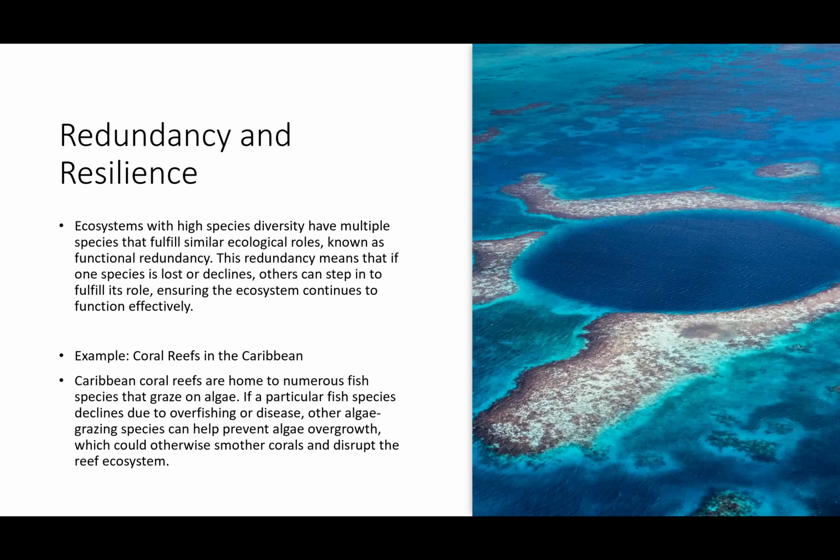So we're looking at that. So redundancy and resilience there. Ecosystems with high species diversity have multiple species that fulfill similar ecological roles, and that is known as functional redundancy, right? So it means that if one species declines, others can take up the weight. So coral reefs in the Caribbean, for example, here this is the Belize Great Barrier Reef, a little bit off the coast of Belize. The coral reefs are home to numerous fish species that graze on algae. If a particular fish species declines due to overfishing or disease, other algae-grazing species can prevent algae overgrowth.